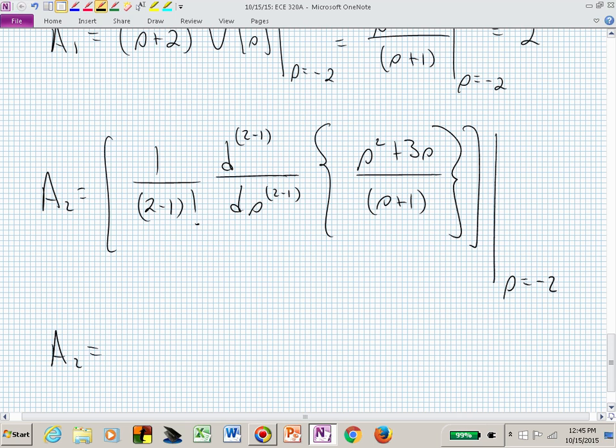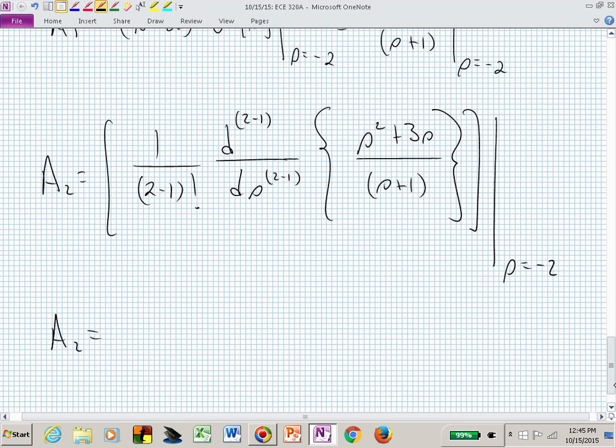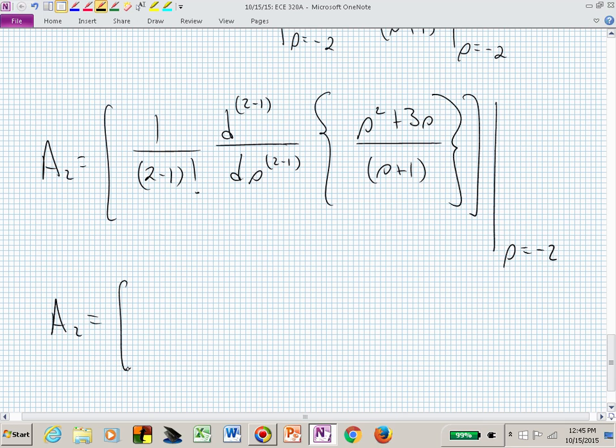Now, do you remember your quotient rule for differentiation? Okay, I have a few years on you. I don't, so I always just use the product rule. That's easier for me to remember. I don't know why, but it is.